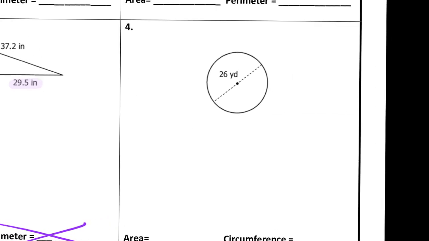Last, we have a circle. The area formula for a circle is pi times the radius squared. I need you to remember that the radius starts in the middle of a circle and goes to the side. The diameter goes all the way across. So the radius of this circle is going to be half of what the diameter is.